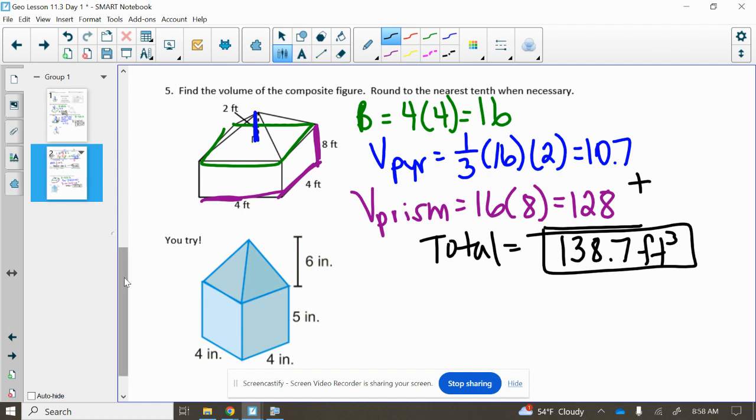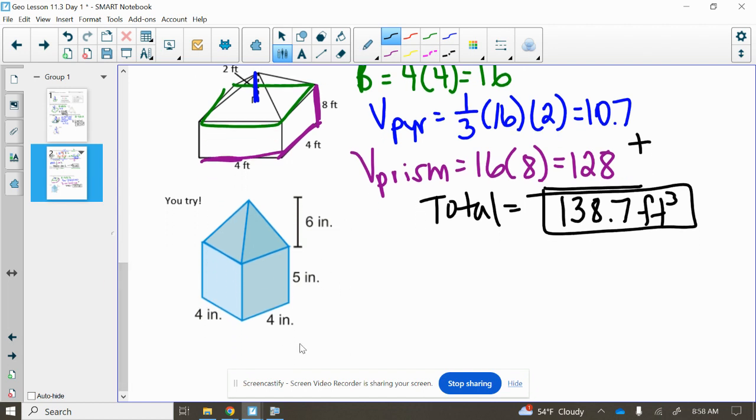All right, the last one is for you to try. You are calculating the volumes of your pyramid and prism to find your total value.